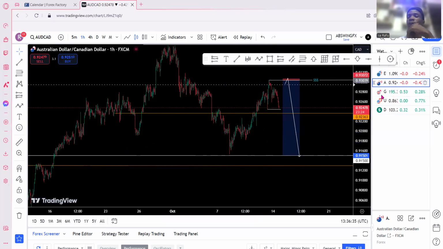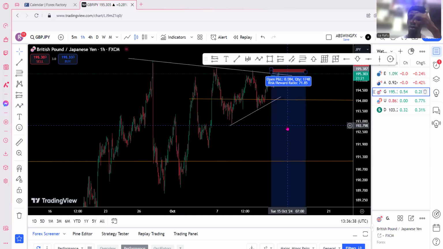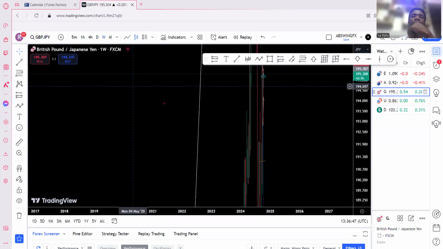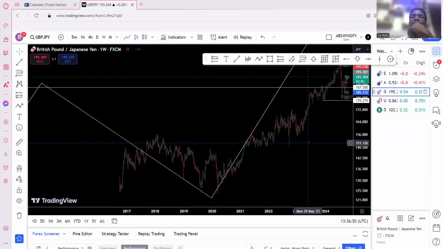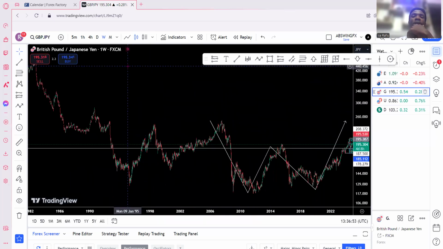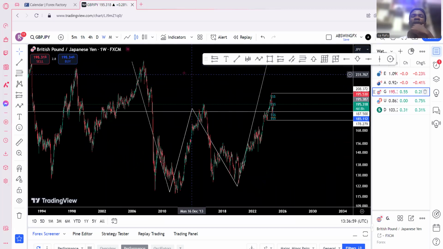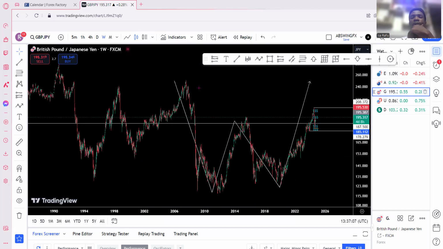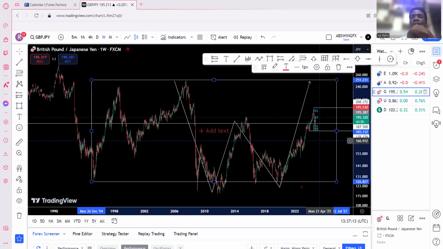So now that's AUD CAD. GBPJPY: actually, I'm having the mind to short the market right away. Because we have this very wide ranging of these markets, GBPJPY, all this while now. The market has been in range since 1995 up to this moment. So that's a little bit of a choppy market. You can see the choppy market.